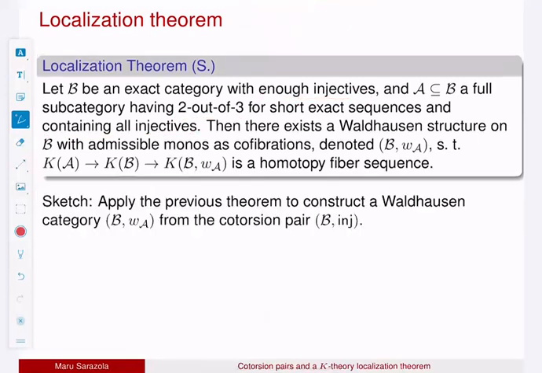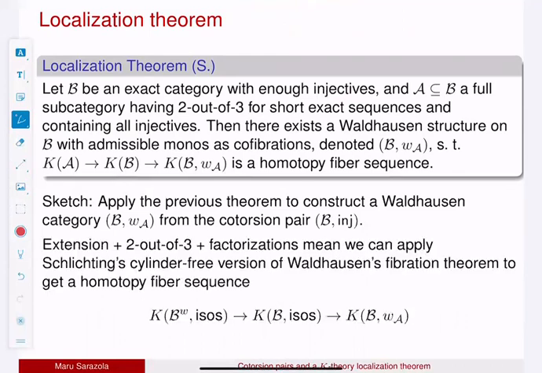So we just apply the previous theorem and construct a Waldhausen category, which we denote in this way from the cotorsion pair B and injectives. So now we have our Waldhausen category. Why does it give us the desired homotopy fiber sequence? Well, that is a bit trickier, but one can see that because we have such nice properties, we can use those properties to prove the homotopy fiber sequence.